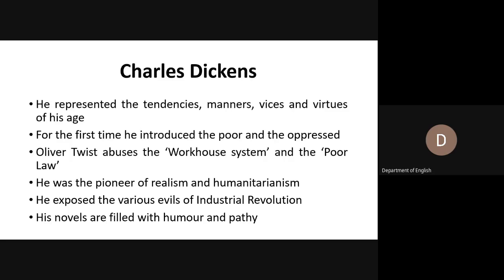We turn our attention to one of the most important writers of this period, Charles Dickens. Dickens was famous for representing the tendencies, manners, vices, and virtues of his age. For the first time, he introduced the poor and the oppressed. In his novel Oliver Twist, he abuses the workhouse system and the poor law. It can be said that Dickens was the pioneer of realism and humanitarianism.